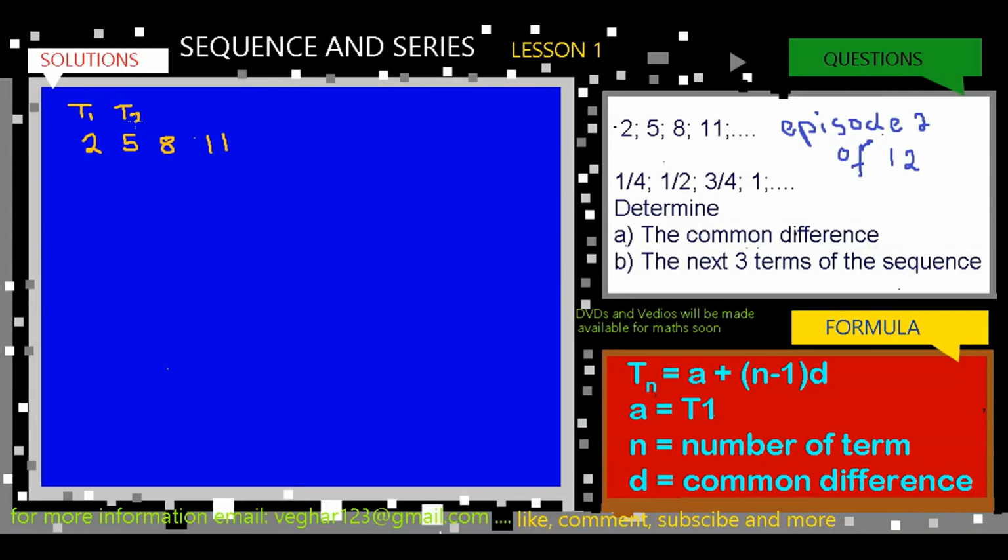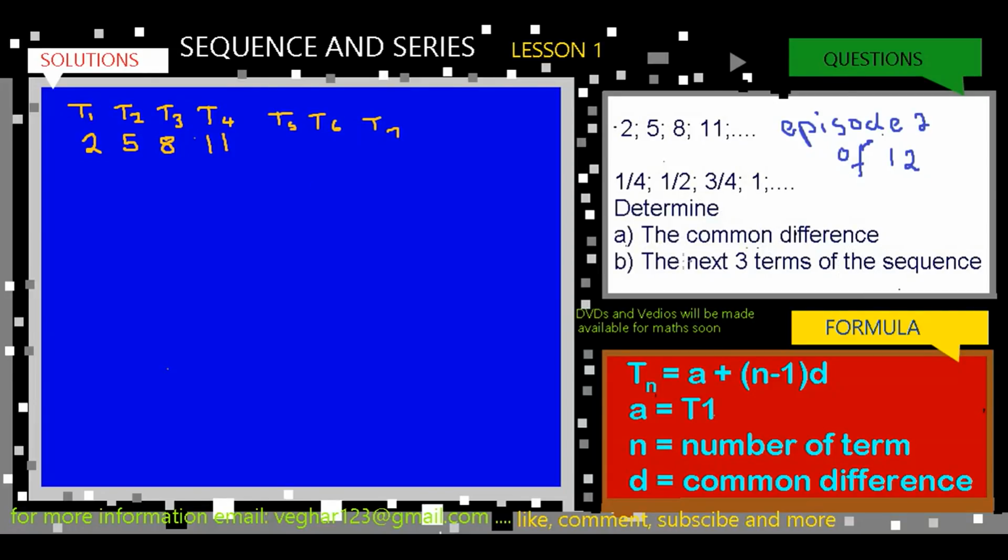T1, T2, T3, T4. So we are required to find the next three terms. So these are the first four terms, and then term 5, term 6, and term 7.